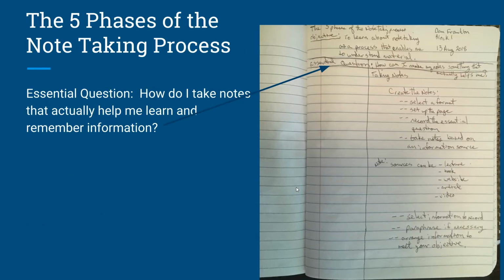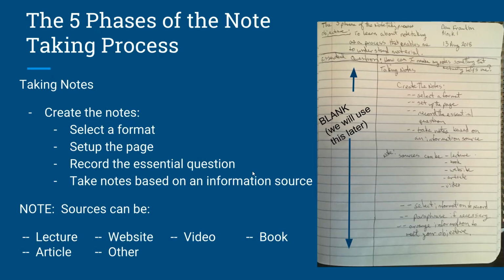Then you're going to have an essential question. How do I take notes that actually help me learn and remember information? That's what these notes are about. So once we've written our essential question, we're going to go ahead and draw a line down, and we have a lot of notes, so you can go ahead and draw it all the way down to the bottom of the page. This space right here, we're going to leave it blank. We're going to use it later.